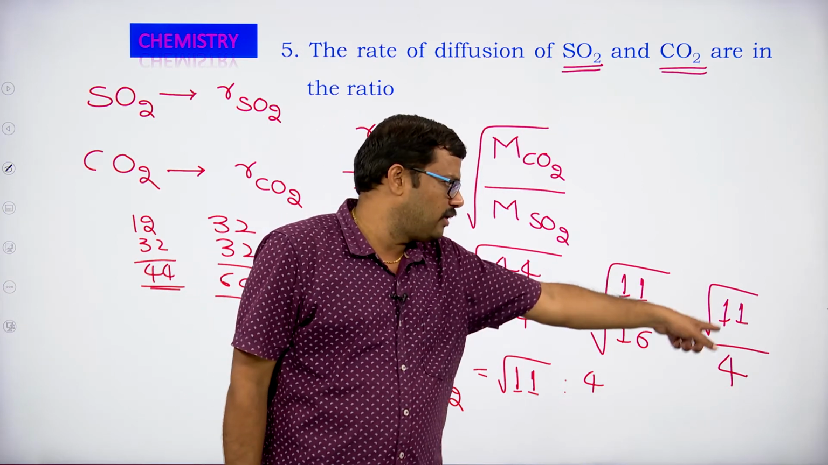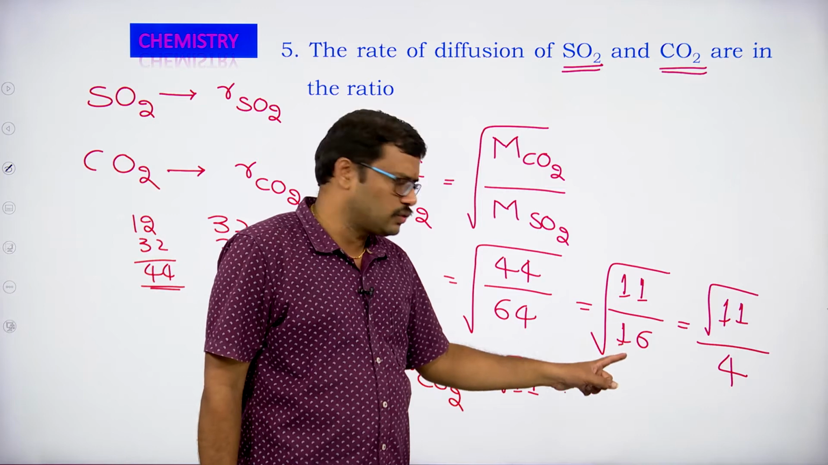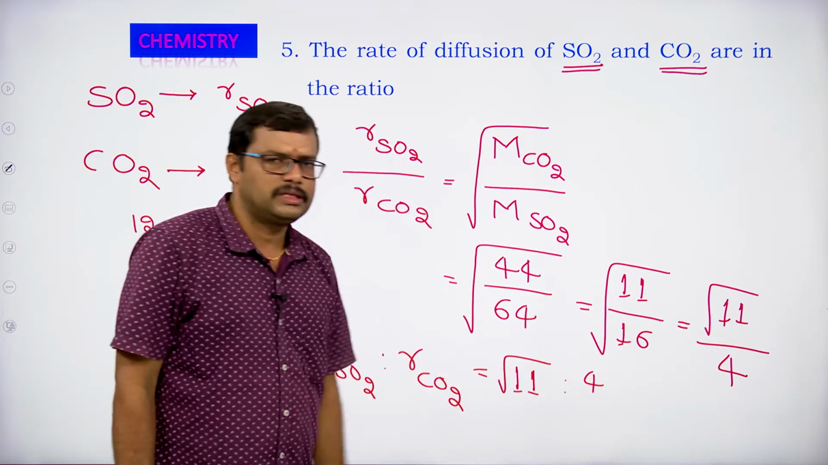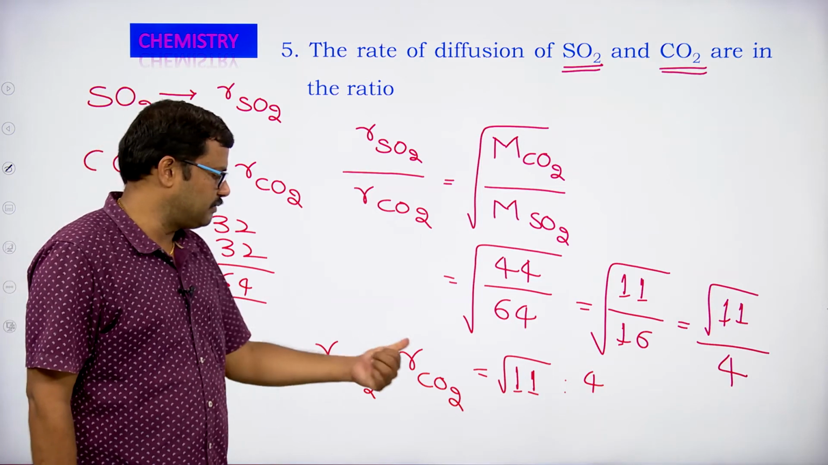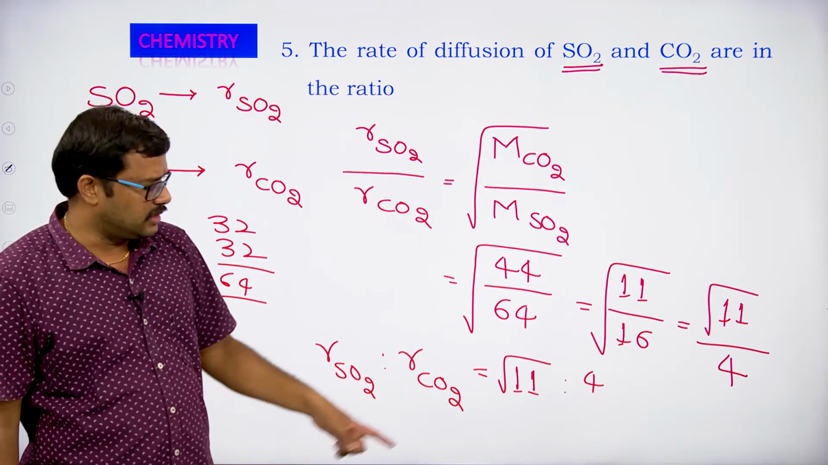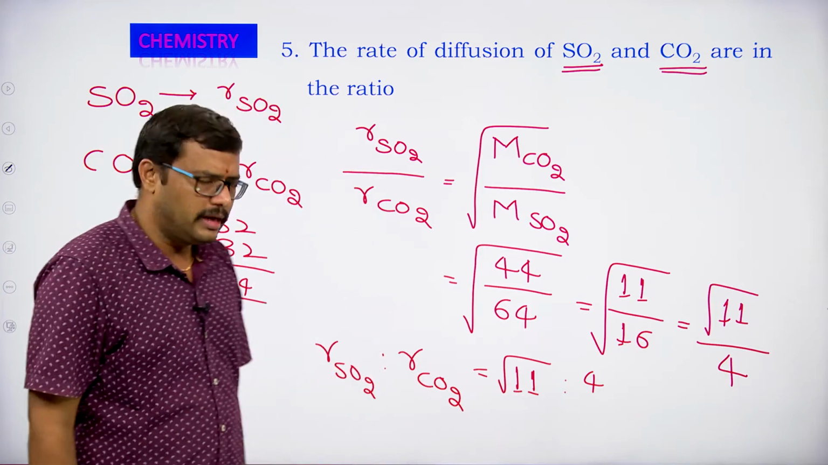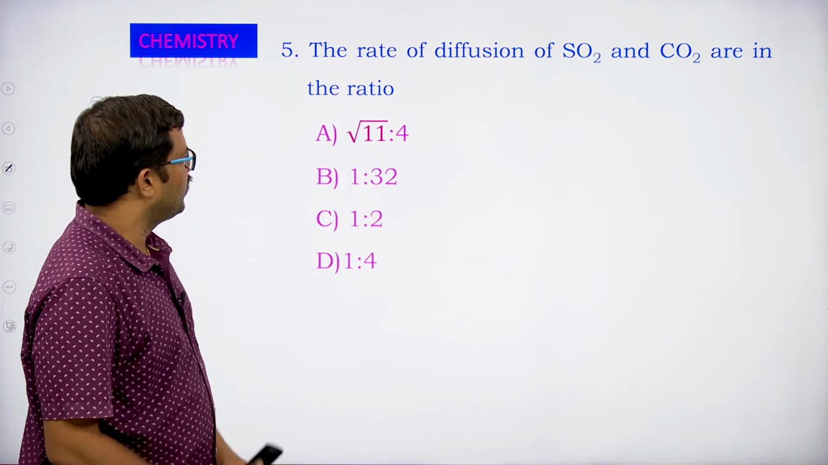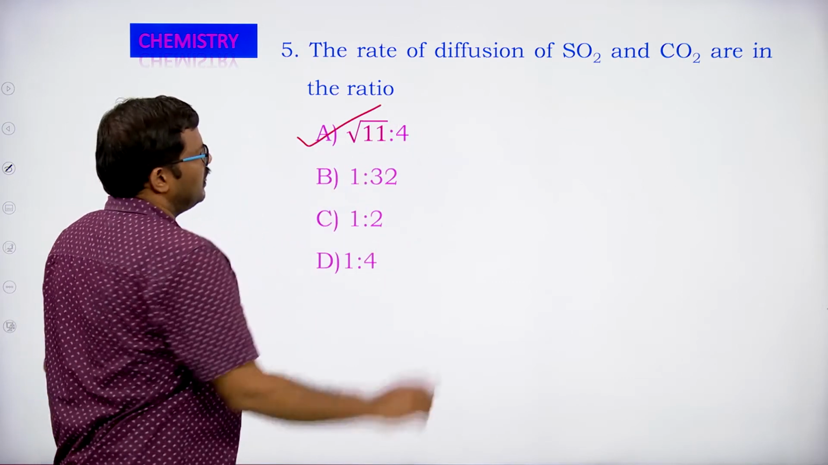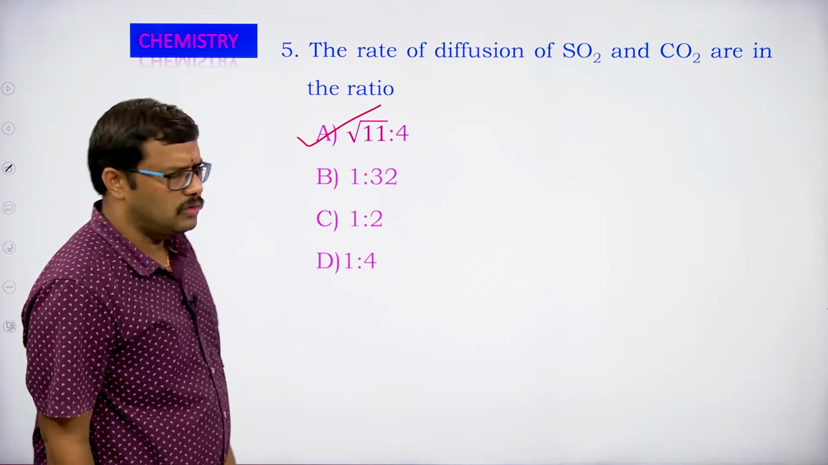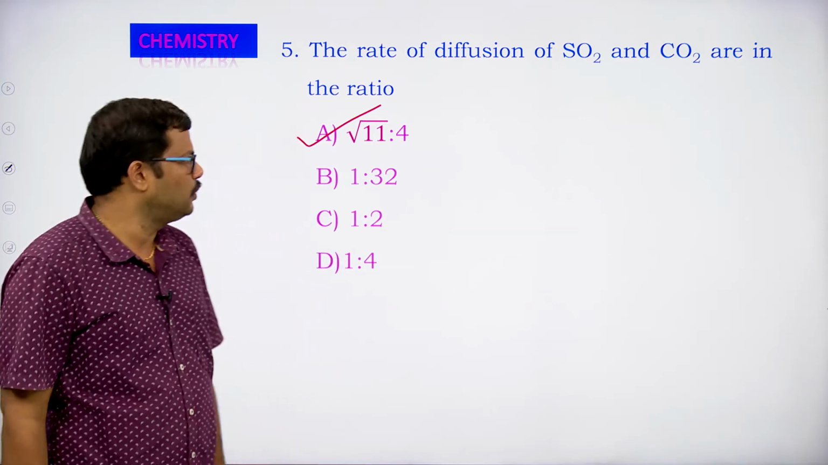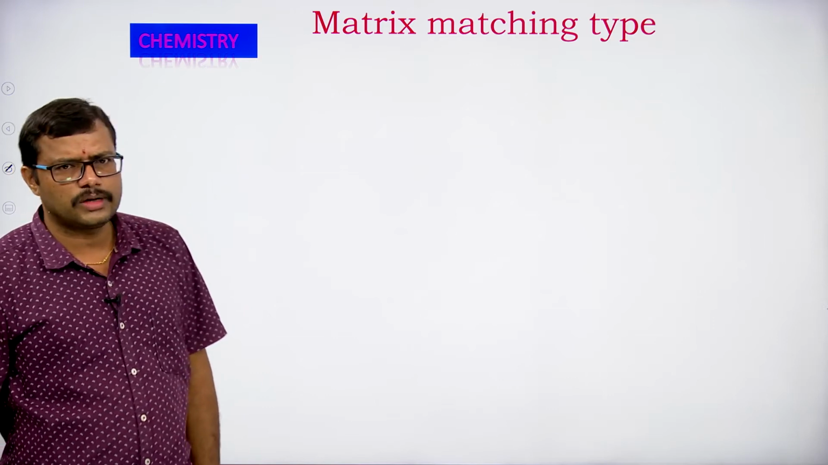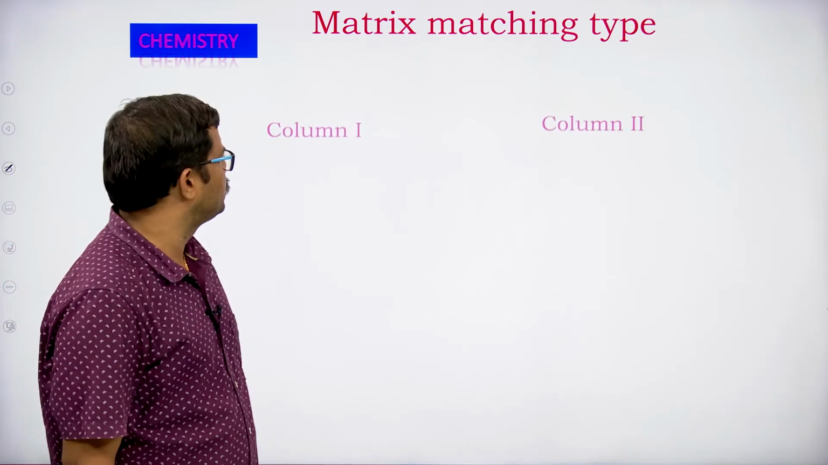So, I am keeping root of 11 as it is, but root 16 is 4 squared, so I am taking out a 4. So it is root 11 is to 4 is the answer for the rate of diffusion of sulfur dioxide and carbon dioxide. Root 11 is to 4 is the answer. Okay. So let us see the correct answer. Yeah, root 11 is to 4 is the correct answer. The other answers are wrong in this case. Now let us look at the matrix matching type of questions.